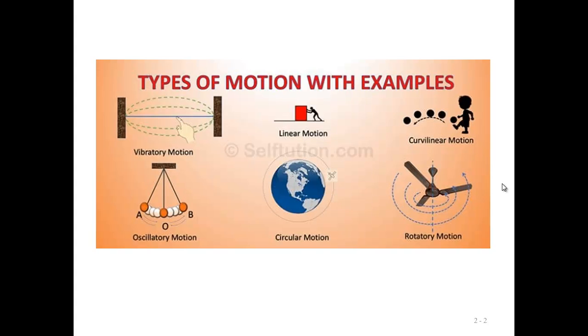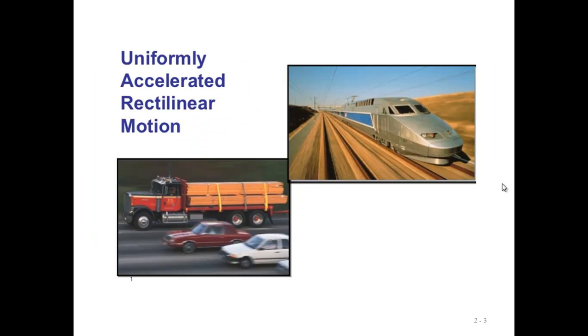So we have different types of motion. One is vibratory motion, then linear motion, curvilinear motion, oscillatory motion, circular motion, and rotary motion. This is an example of uniformly accelerated rectilinear motion. One by one we will see in detail in this presentation or in the forthcoming classes. The first one is rectilinear motion of particles.